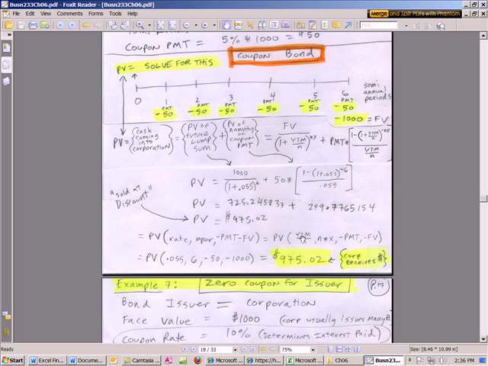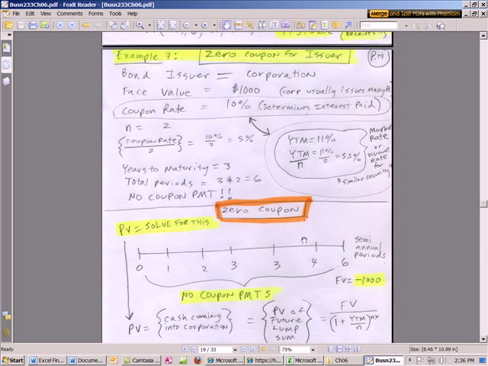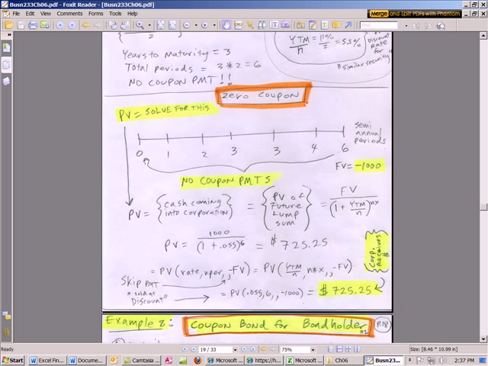Now, before we jump over to Excel, we're going to look at the exact same bond, but now we're going to look at a 0 coupon, right? And this is 0 coupon for the issuer, the bond issuer. This is the corporation. Same exact numbers. We have a yield to market of 11 and 10 here. Here's our cash flows. No coupon payments. Simply one cash flow at the end. We have to solve for the present value of this.